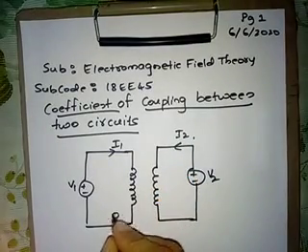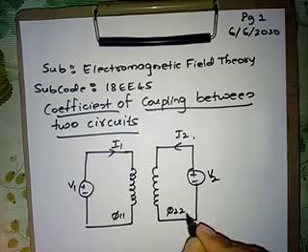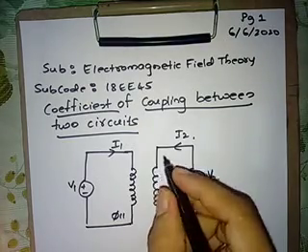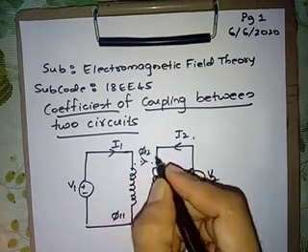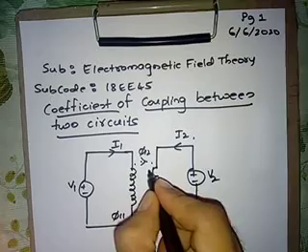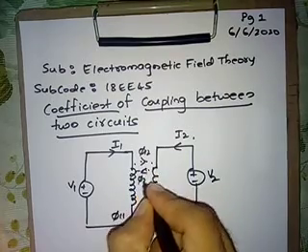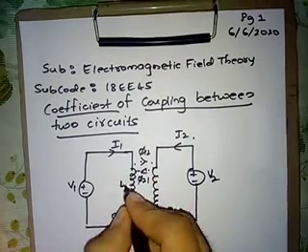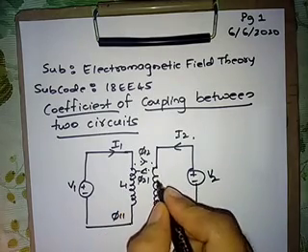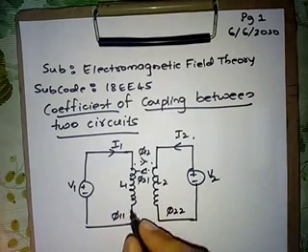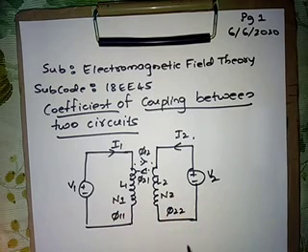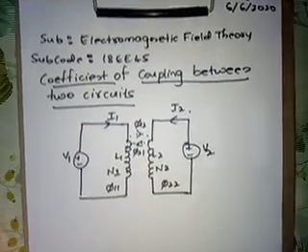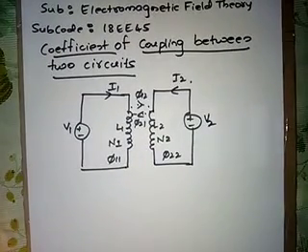The flux in the first circuit is phi 11, the flux in the second circuit is phi 22. Flux linking from the first circuit to the second circuit is phi 12, whereas that linking from the second circuit to the first circuit is phi 21. L1 is the inductance of the first coil, L2 is the inductance of the second coil, N1 is the number of turns of the first coil, N2 the number of turns of the second coil. So with this information, let us go into the details of the coefficient of coupling between two circuits.